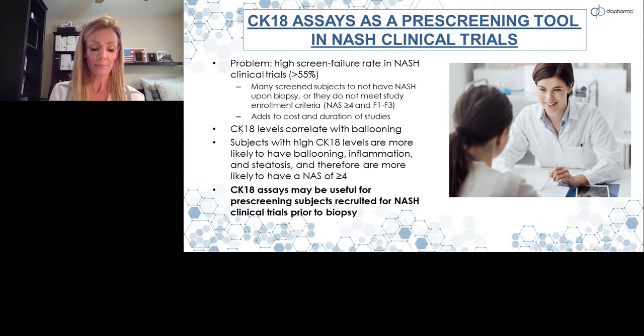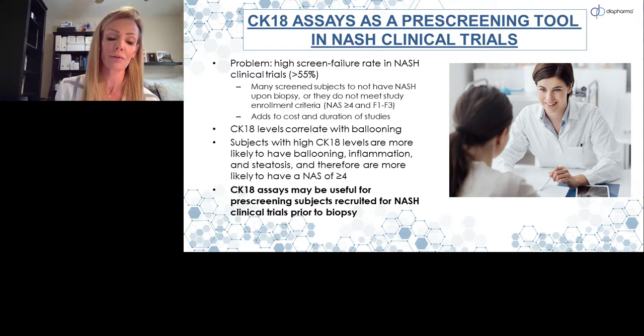In addition, subjects that have been recruited to participate in a treatment trial have to meet certain requirements to qualify for a study. Subjects are frequently required to have a NAS of 4 or greater and a fibrosis stage of F1 to F3. But more than 50% of screened subjects will not meet these eligibility criteria. So what happens is that these individuals will get a liver biopsy as part of the clinical trial, but then it turns out that they don't actually have NASH, or at least they don't meet the inclusion criteria for the study enrollment. This high screen fail rate greatly adds to the cost and duration of NASH trials.